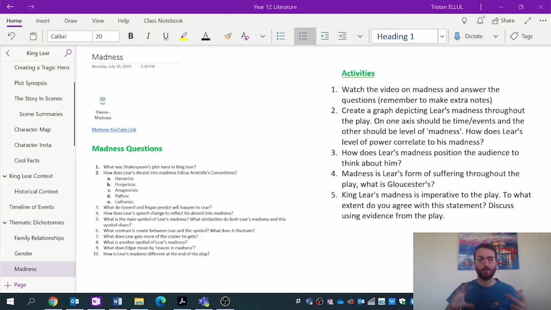We've looked at family relationships, we've looked at gender. Remember, you should be emailing me through your paragraphs to get some of that feedback. It's really important you're doing those analytical paragraphs so we can look at where your gaps are and figure that out as we go along.